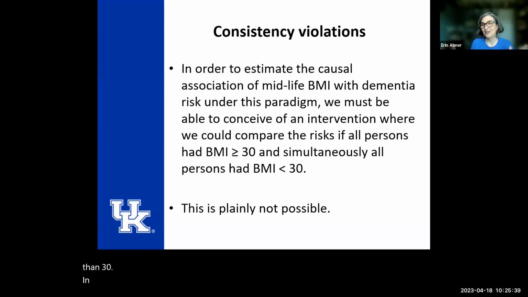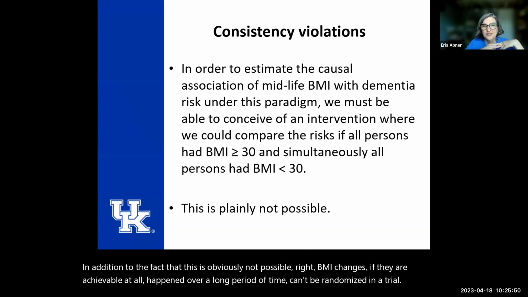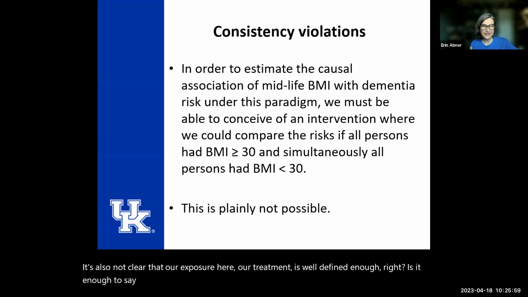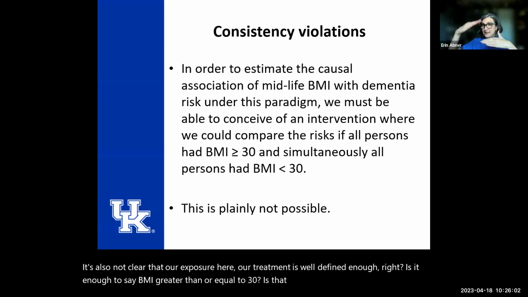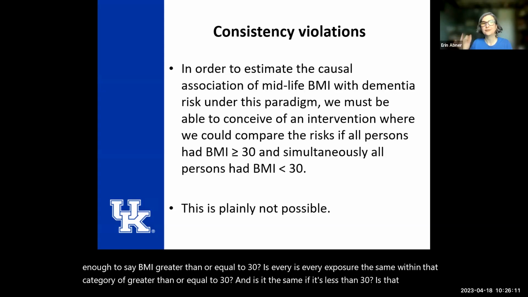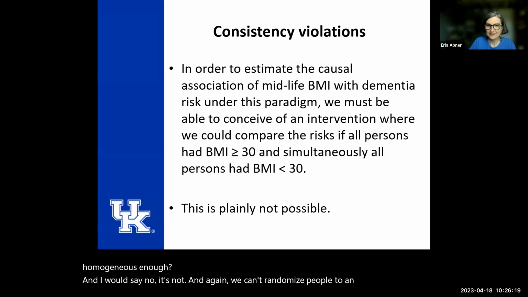In addition to the fact that this is obviously not possible, right? BMI changes, if they are achievable at all, happen over a long period of time, can't be randomized in a trial. It's also not clear that our exposure here, our treatment, is well defined enough, right? Is it enough to say BMI greater than or equal to 30? Is every exposure the same within that category of greater than or equal to 30? And is it the same if it's less than 30? Is that homogeneous enough? And I would say, no, it's not. And again, we can't randomize people to an exposure like this.